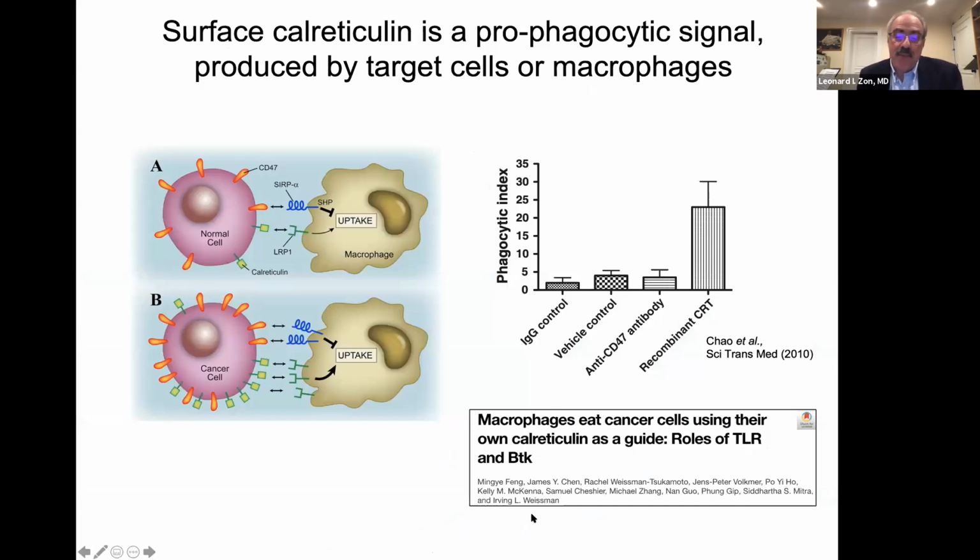This work has been popularized by Irv Weissman, where you have things like CD47 and SIRP alpha, which are don't eat me signals. But the eat me signal is actually calreticulin that interacts directly with surface receptors, actually a lipoprotein receptor, LRP1. And this forms a scavenger type of receptor to deal with the eating of the stem cells.